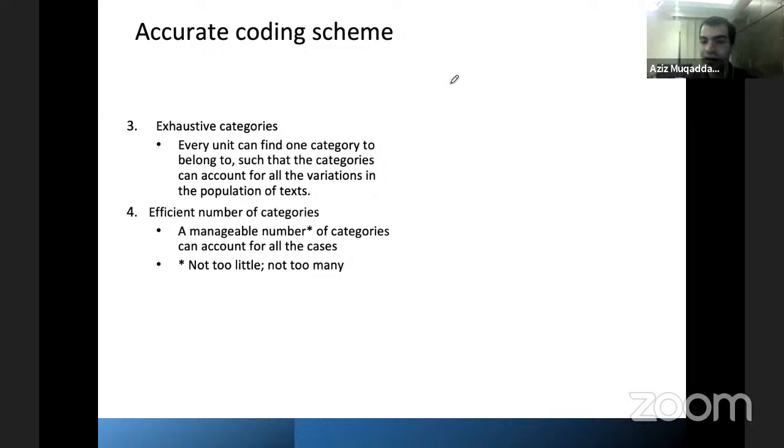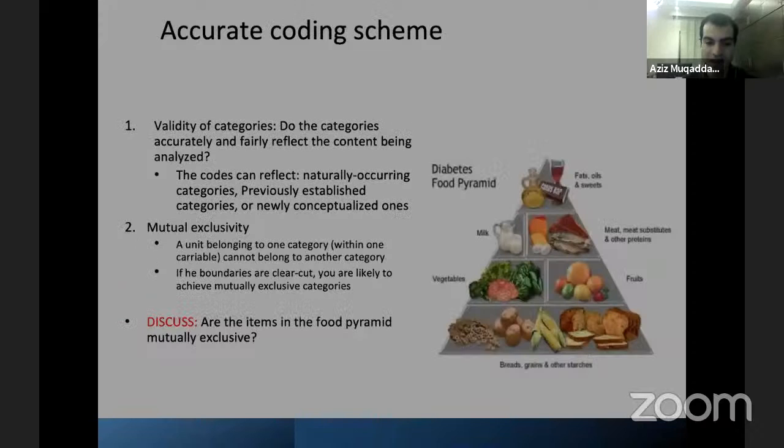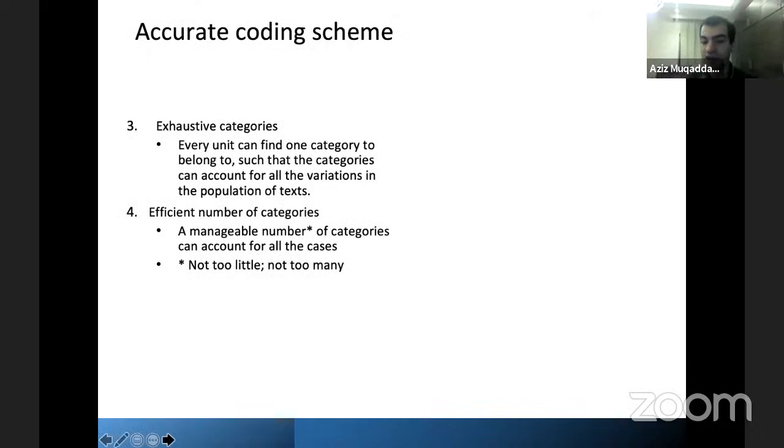And finally, that you have an efficient number. So you don't have too many or too few, right? They have to be large enough to be exhaustive, but small enough also to be meaningful. Because if you're having too many, yes, you could have exhaustive categories, but mutual exclusivity would be harder because then you'll be very, very specific, so you'll find some items falling into more than one, and also it's not manageable to run.